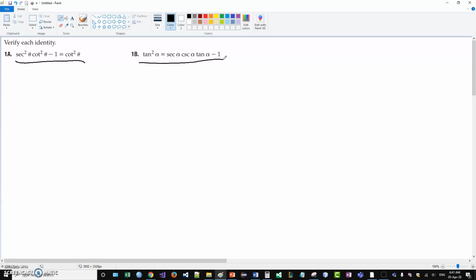You usually work with the side that's more complicated. In this case, the left side is more complicated. In this case, the right side is more complicated. So let's start with the first one.